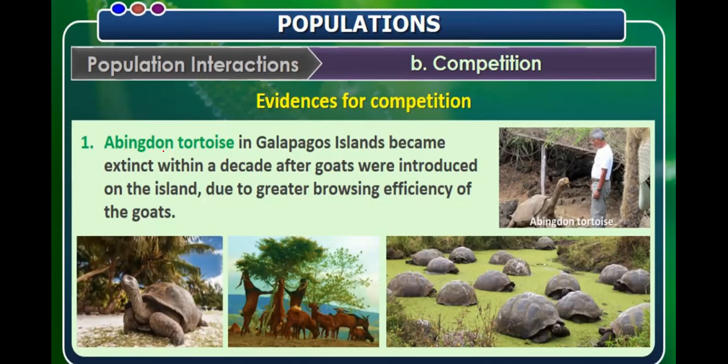One example is Abingdon tortoise. This is Abingdon tortoise. In Galapagos Island it became extinct within decades after goats were introduced on the island. Earlier, these goats were not there. When these goats were introduced, earlier the population of Abingdon tortoise was too much. But when goats were introduced in this island, the population goes down due to greater browsing efficiency of the goat, because the goats are more efficient than this Abingdon tortoise.